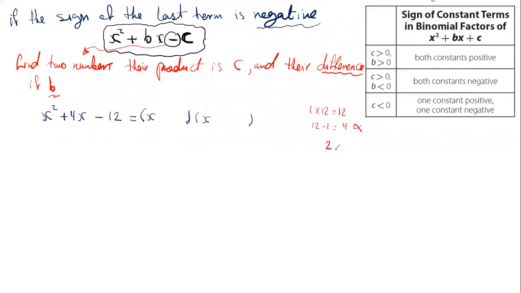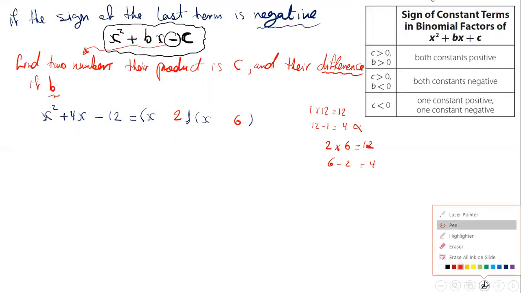What about 2 times 6? 2 times 6 is 12. And 6 minus 2 is 4. So the difference of the two factors is 4, so I will use 2 and 6. Yes, 2 times 6 is 12, their difference is 4. So the correct factors I will use are 2 and 6.